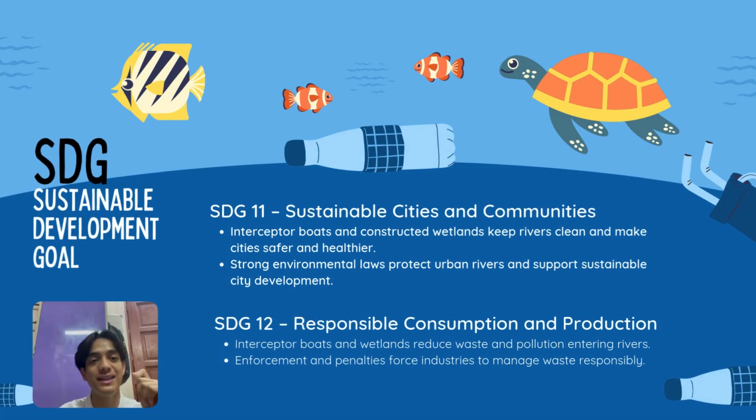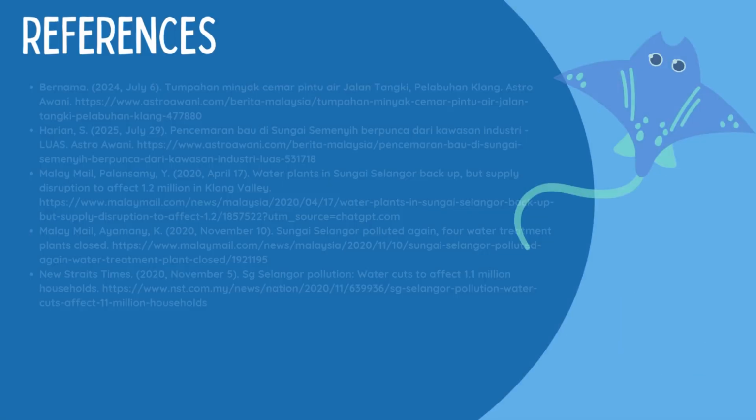Here we talk about the SDGs, Sustainable Development Goals, that relate to the three solutions that we already gave you guys, which are the interceptor boat, policy and rules, and also the wetland. These three are related to SDG 11 and also SDG 12. For SDG 11, the interceptor boat and constructed wetland keep the river clean, making cities safer and healthier. Strong environmental law also protects the river and supports sustainable city development. For SDG 12, these solutions reduce waste and pollution in the river, while enforcement and penalties make industries manage waste responsibly. Overall, they help protect the river and promote sustainable cities.